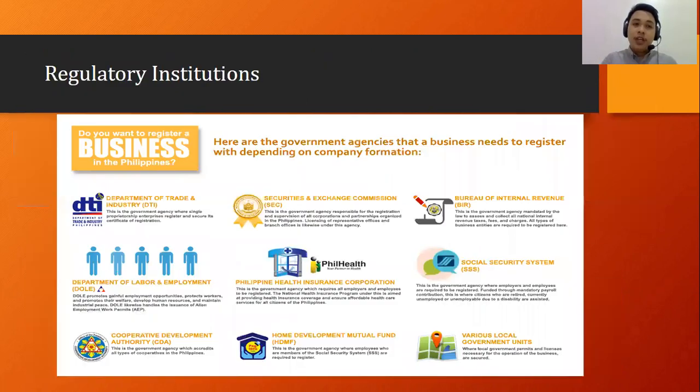Right? So these are the regulatory institutions on how you create a business here in the Philippines. So kailangan pagdaanan itong mga institution na to. Si DTI, which pertains to the enterprises sa export, pagtatayo ng business, pakikipag-trade, sa DTI ka papasok.